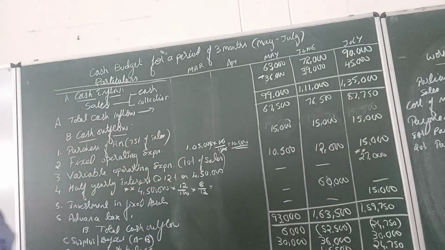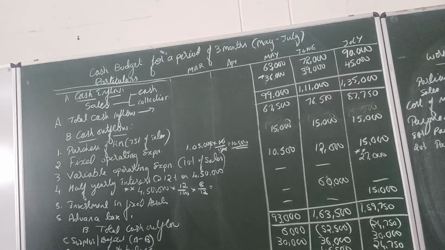Correct now? In the problem they ask whether borrowing will be necessary. Yes, borrowing is necessary. In which month? So they said yes, the borrowing is necessary. We have to borrow in the month of June and July. We have to borrow 46,500 in the month of June and 24,750 in the month of July. You have to write that sentence.